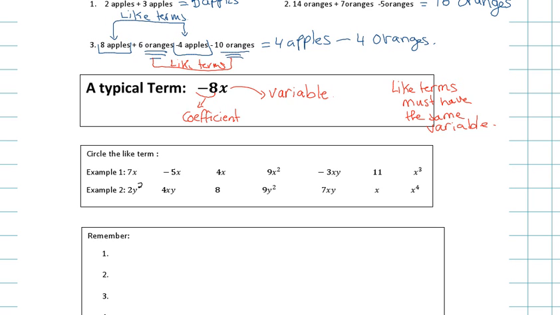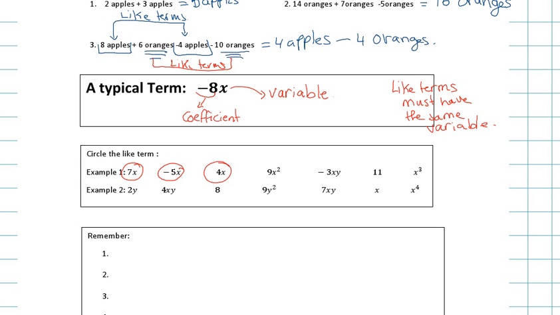And basically 9x squared and 7x cannot go together because they don't have the same variable. The variable here is x, the variable here is x squared. Oh. They're not the same variable. Yes, it's the same letter, but because of your exponent 2, it changes your variable. Okay? So these two cannot be added together. So 7x, a like term for that is negative 5x because it has the same variable. Like term would be 4x. Any other like terms in that row? No, that's it.